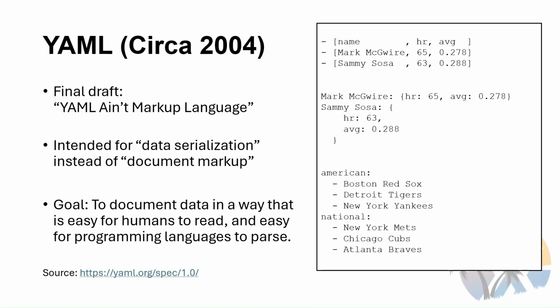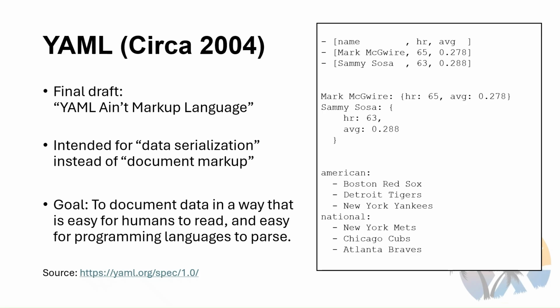And then by 2004, actually shortly after it was created, the inventor changed the name from Yet Another Markup Language to YAML Ain't Markup Language. So it became a recursive Y at the beginning of its name. And he kind of rebranded it, and he said, instead of it being a document markup like that invoice we saw, now let's just use it for data serialization.